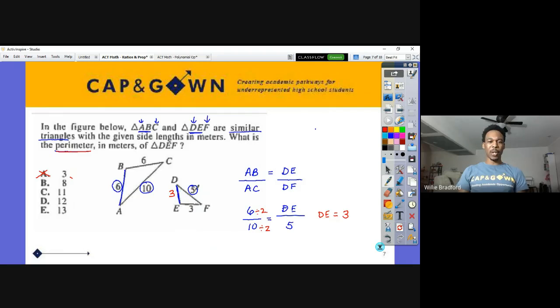All right, so let's find our perimeter. That's 3 plus 3 plus 5. That gives me 6, and 5 is 11. So our answer in this case is C.